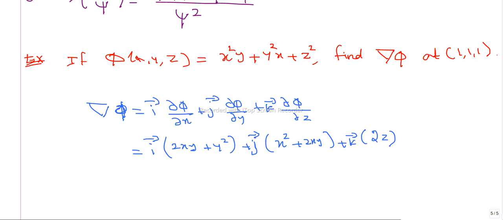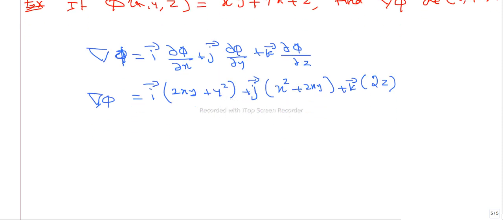So this is del pi. Now, what is the value at the point (1, 1, 1)? Substitute x = 1, y = 1, z = 1. So del pi at the point (1, 1, 1) is 3 i vector, this also 3 j vector, and this is 2 k vector. If you substitute x = y = z = 1, you will get this. So this is del pi at the point (1, 1, 1).